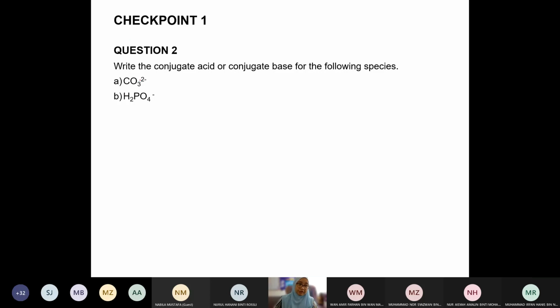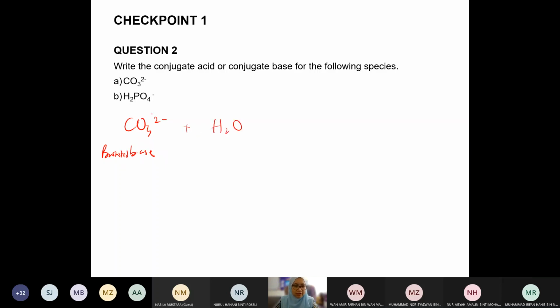Okay, let's do this together. CO3 2-. As you can see, do we have any proton attached to this one? We don't. It does not have any proton attached to it, so obviously it would be a base. It will never be an acid because it has no extra proton there, not even one. So this one definitely will be a Bronsted base. So the conjugate acid or conjugate base, let's just try with water.